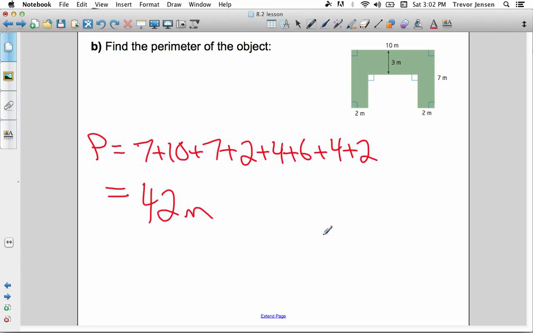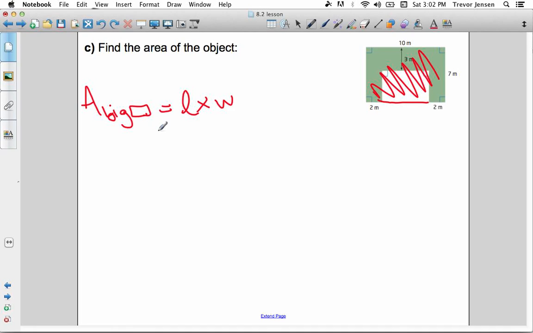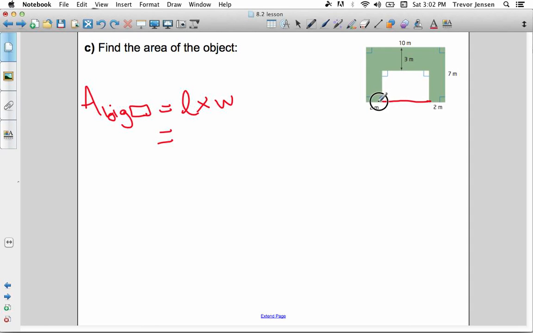If I want to find the big area, so I'll find the area of the object, I'll find the area of the big rectangle first, so of this whole thing that I'm going to construct, that's equal to length times width, which equals, well, it gives me the length and the width. I'll just erase all these scribbles here. It gives me the length and the width of the big rectangle. So here's my big rectangle that I constructed. It gives me 10 and 7 as my length and my width.